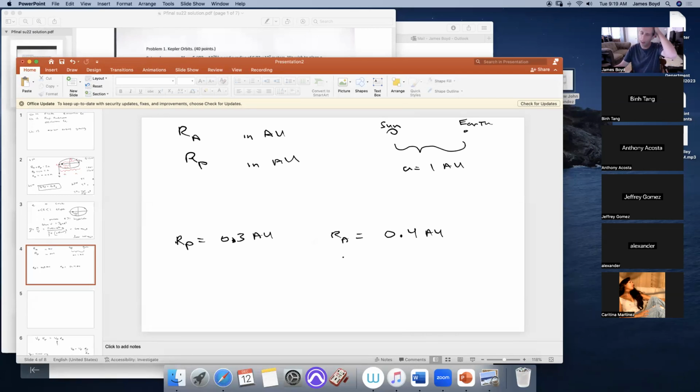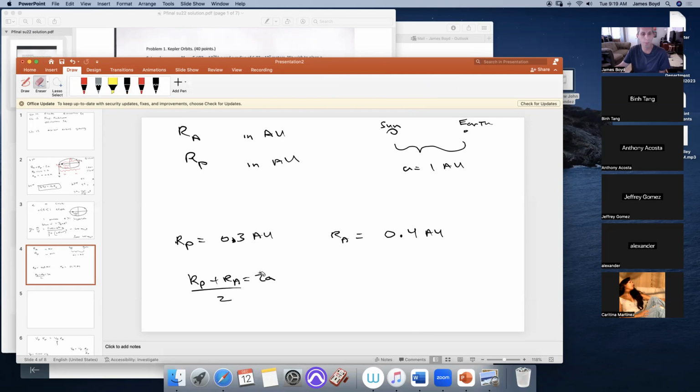If I told you that, you could tell me the eccentricity and you could tell me the semi-major axis, because RP plus RA is 2A. So if I wanted A, I would just divide both sides by 2. And I could leave it in AU. So here I would get 0.3 plus 0.4 over 2, which would be 0.7 over 2. So 0.35 AU is our semi-major axis.